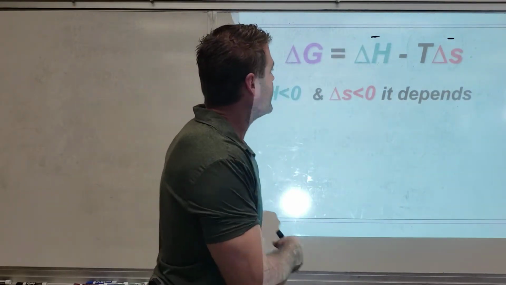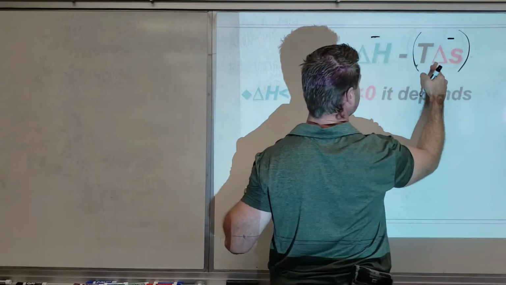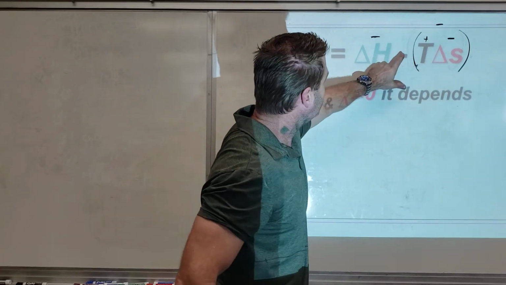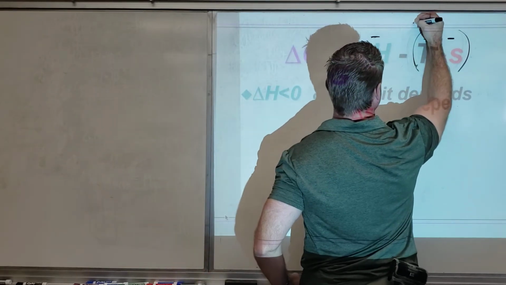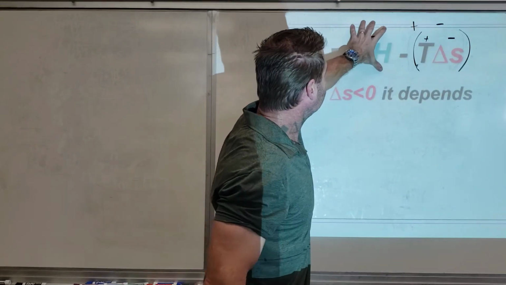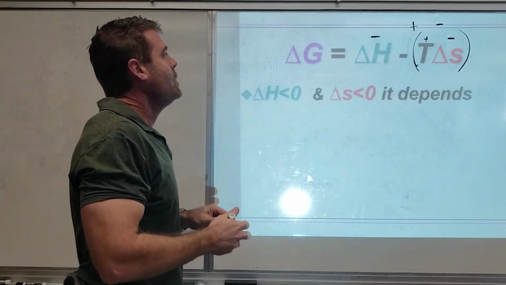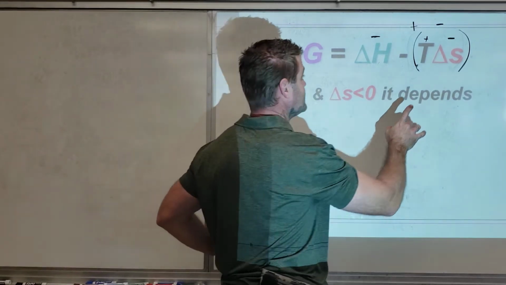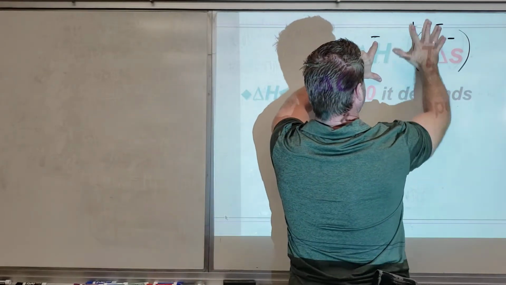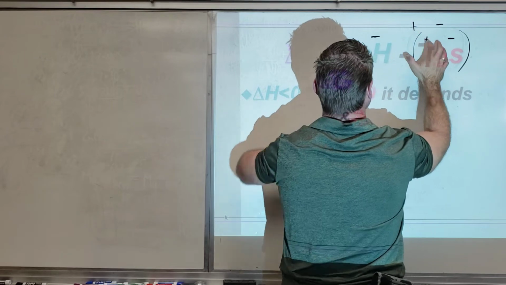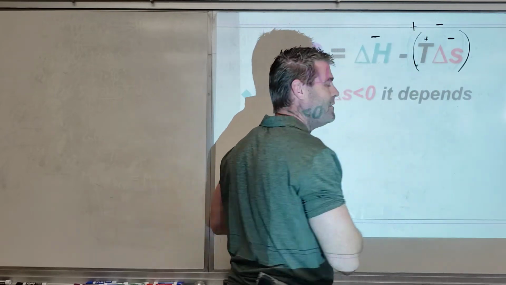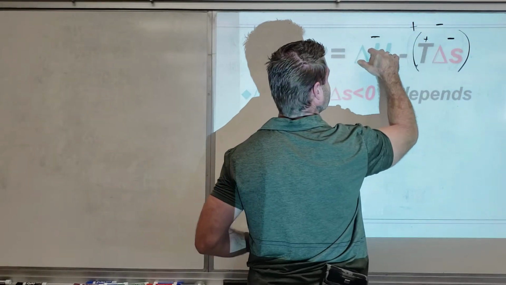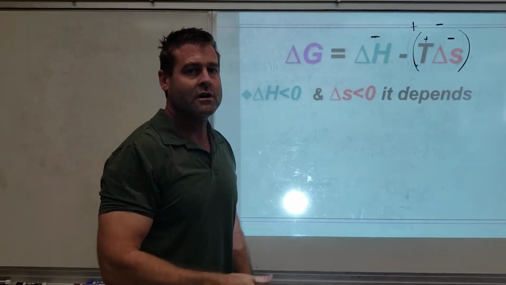So now let's see what kind of result we get. Once again, temperature is always a positive value. Positive times a negative is a negative. Now when we take a minus a negative, it becomes positive. So now we have a negative value and a positive value. When we say it depends, what does it depend on? It depends on whether this positive factor is greater or less than this negative value. When will this value be greater than this value? When the temperature is high.